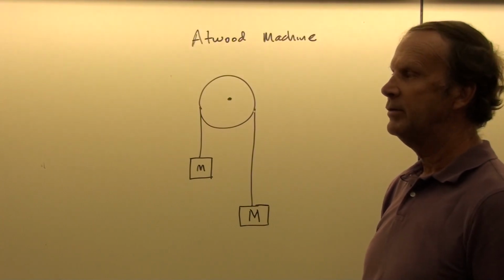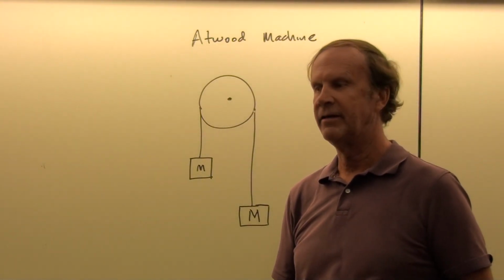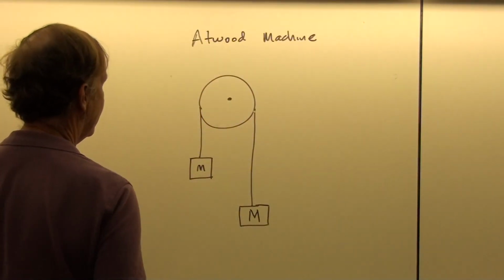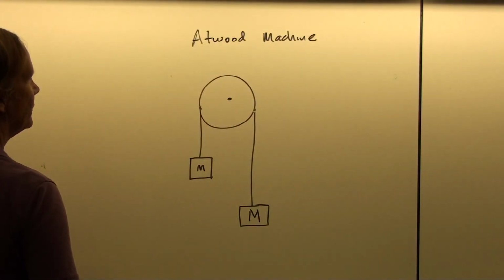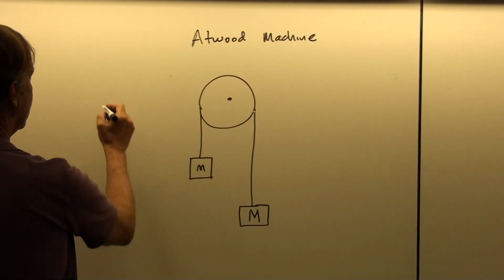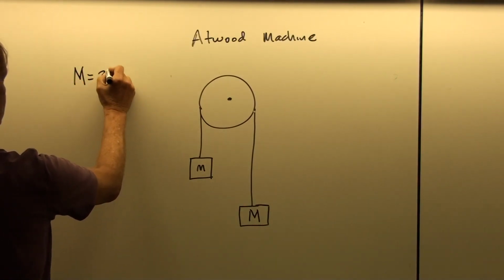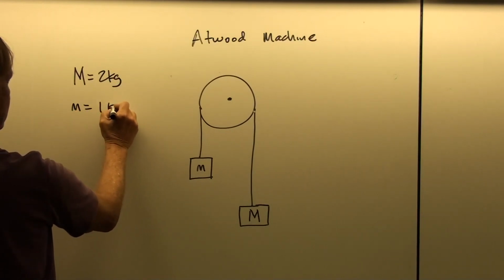And not to worry, we will teach you how to work with pulleys later that have mass and friction. But for the moment, let's just say that it has no friction or mass. And that big M is bigger than little m. So big M, let's say, is equal to 2 kilograms, and little m is equal to 1 kilogram.